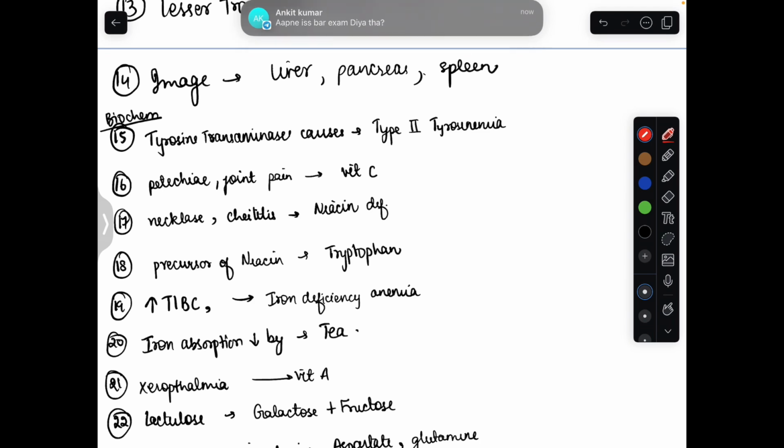Now for the biochem question number 15, tyrosine transaminase deficiency was asked in the question, and for that the answer is type 2 tyrosinemia.